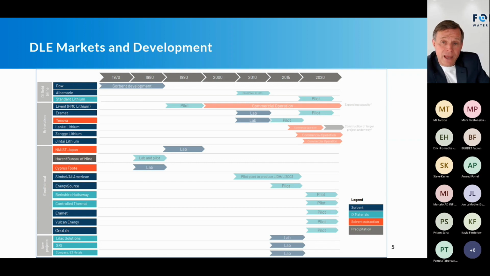Some people are at that full-scale commercialization. The majority of people right now are in the pilot phase. So I just wanted to touch on where we were in that. And then on the left, it's breaking out the development of the DLE technologies by market segment.